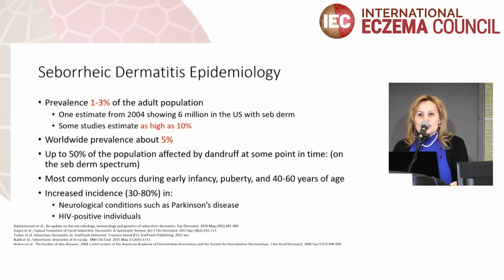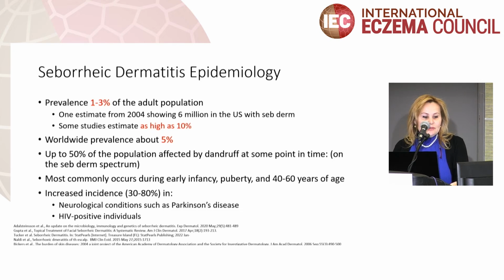The epidemiology is variable depending on the study you read, but the prevalence that I found for the United States is 1 to 3%. My own feeling is that it's more prevalent, at least in my own clinic, and some studies estimate as high as 10%, and worldwide prevalence about 5%. And we all know that up to 50% of the population have dandruff at some point, and this is also on the spectrum of seborrheic dermatitis.